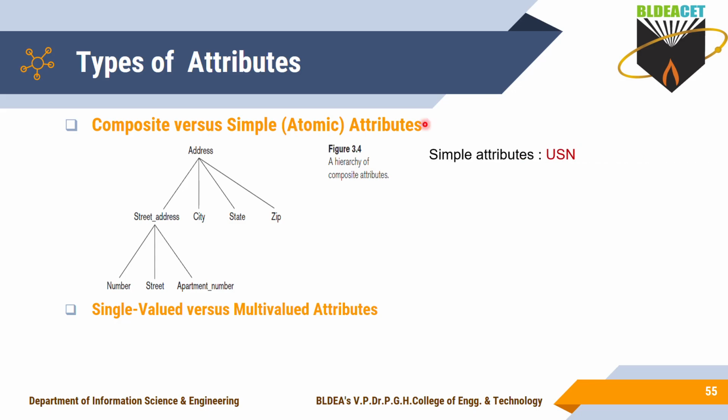Simple attributes are atomic, non-divisible. If you take any attribute and further dividing it is not possible, such attributes we call simple attributes. An example for that is USN. Is it possible to subdivide a USN into parts? No. This is a single attribute and it is atomic here. Atomic attributes you call simple attributes. And composite means that further dividing the attribute into sub attributes is possible.